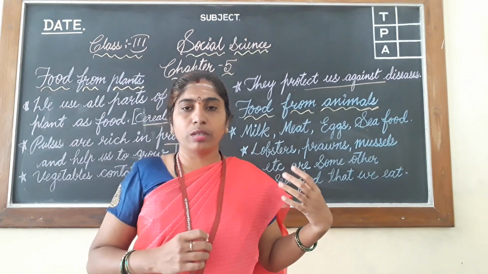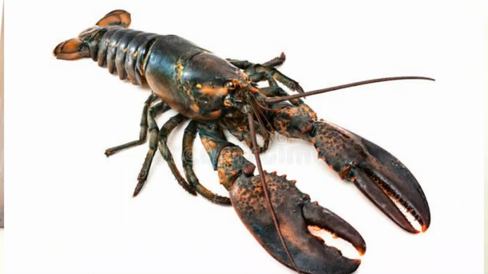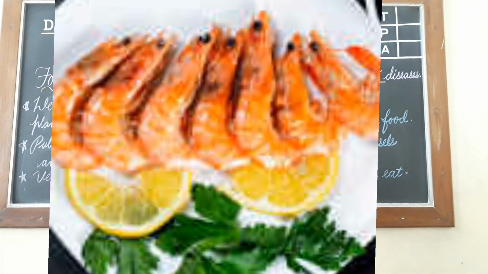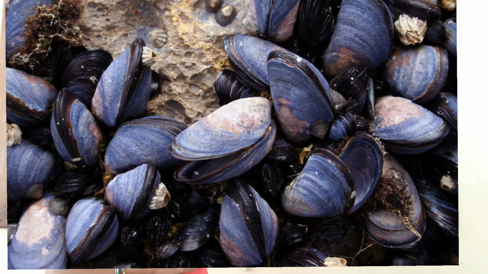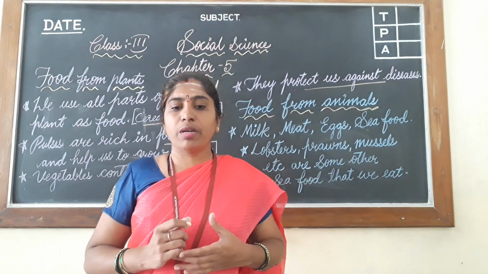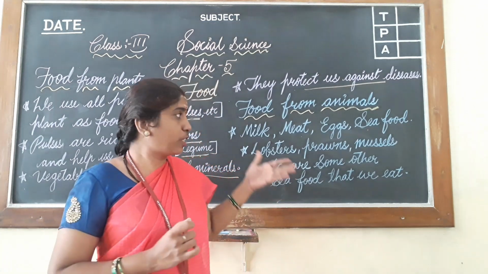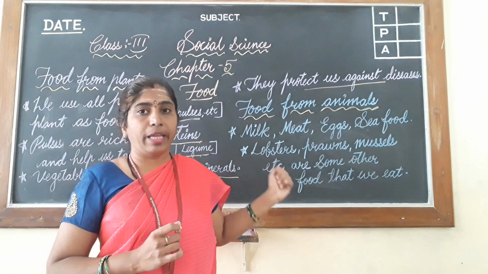These are also things which you regularly eat. If you are near to the sea, you will get lobsters, prawns and mussels. These are also eaten along with fish. Fish are caught from rivers and lakes too. Okay. This is all the things you get from animals.